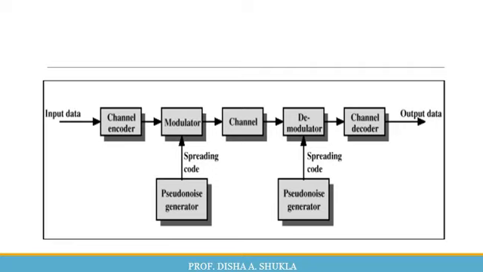Now, as I've already said in this video, what spread spectrum is, it is again further divided into two types, that is direct sequence and frequency hopping, DSSS and FHSS, and that we'll be seeing further in the next video.